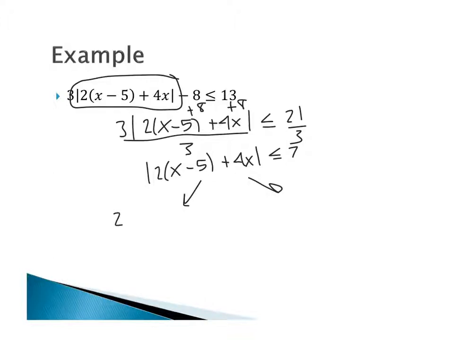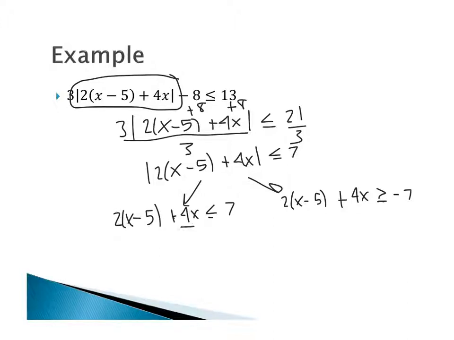Now, I have my absolute value isolated, so this is where I'm going to split it into 2. And I'm going to say 2x minus 5, plus 4x, is less than or equal to 7. And 2x minus 5, plus 4x, is greater than or equal to negative 7. All right, so let's figure this out.